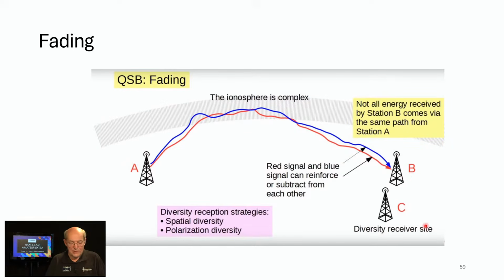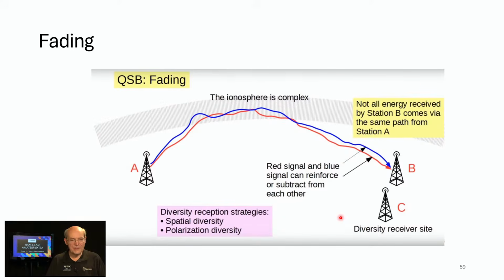There's a couple of ways to fight that. They're not in the pool, but it's practical to know this. If you've got a site that's some distance away, perhaps when the signal fades out here, it's still strong there. So if there's some way of getting that audio back to your station, that's one way to fight it. It's called space diversity. And then there's something called polarization diversity.